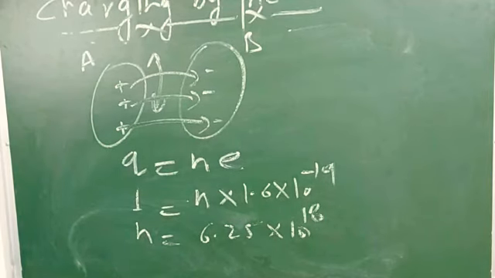Hence, by friction or rubbing, we can produce only a very small amount of charge, in nanocoulombs or microcoulombs. And if the body is large, then the amount of charge can also be increased. Thus, this was all about charging by friction, or frictional electricity. In the next video, we will discuss charging by induction.